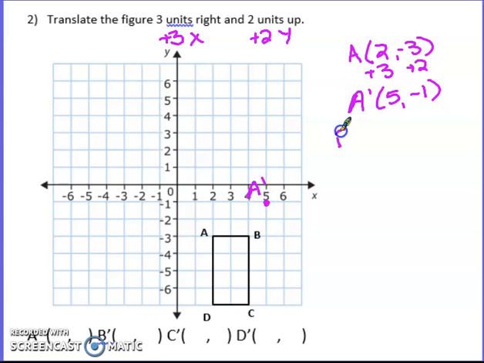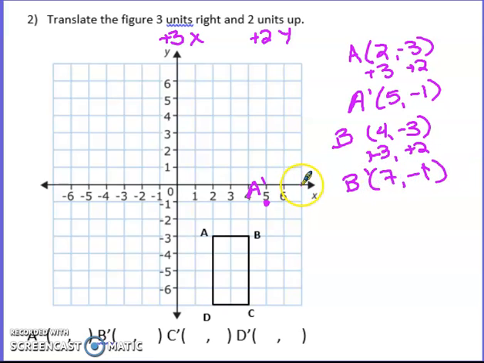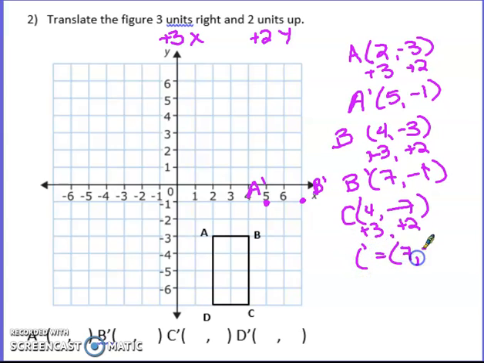There's my A prime. If I look at B, B is at 4, negative 3, so plus 3, plus 2. B prime is going to be at 7, negative 1. So 7, negative 1. And I can continue. C is at 4, negative 7. Well, add 3, add 2. C prime is going to be at 7, negative 5.